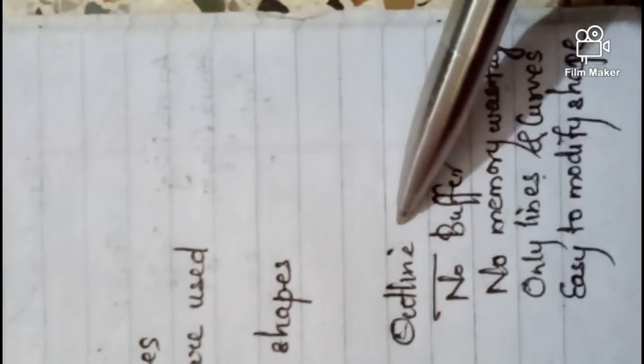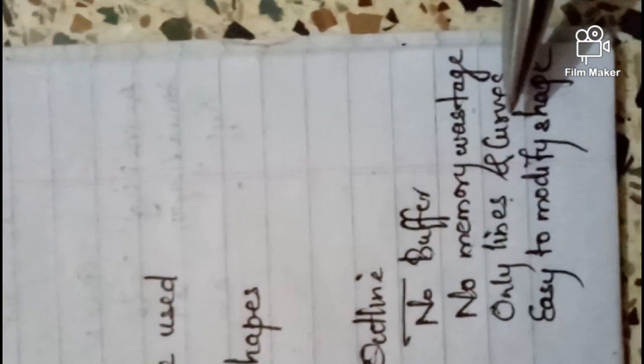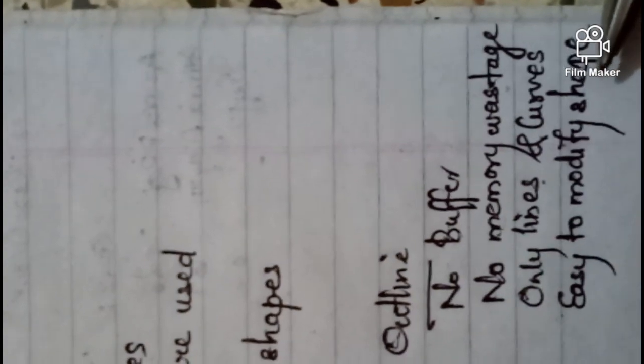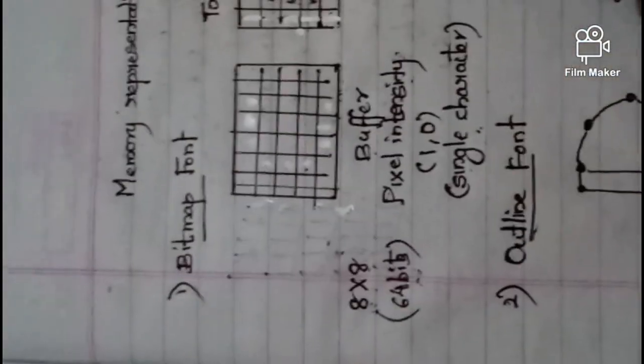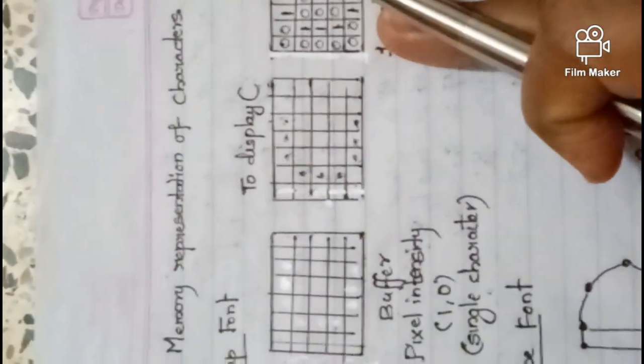Now, what about the outline font? Outline font does not use any type of buffer, and therefore it does not cause any memory wastage. Since it uses only straight lines and curves for drawing the character shapes, it is very easy to modify the shapes of the character. Clear? So this is how two different methods can be used to store characters in memory.